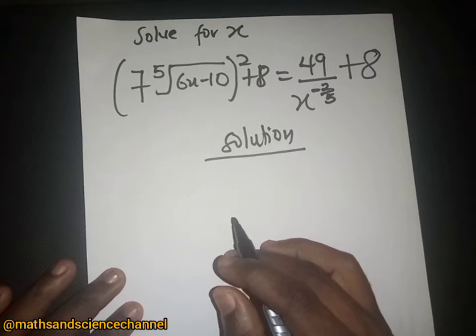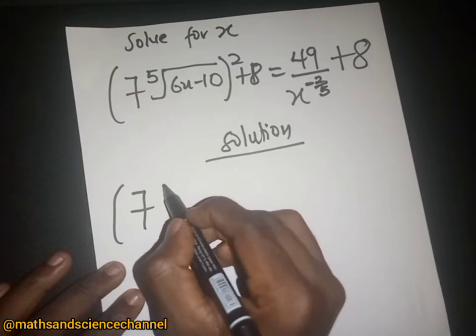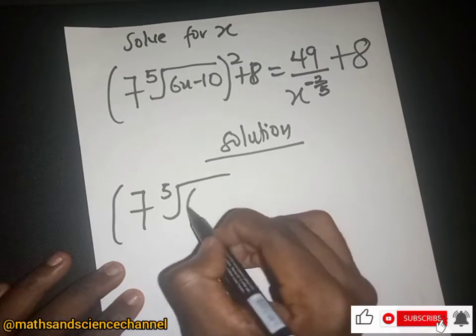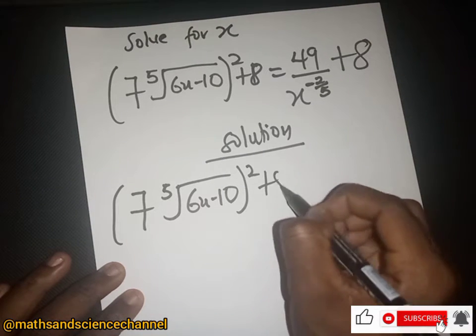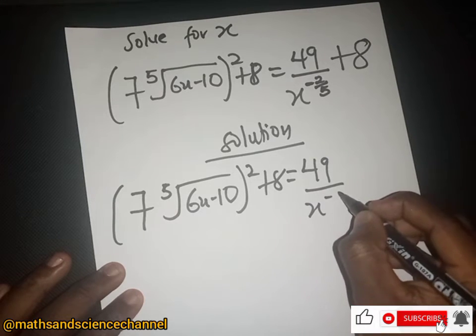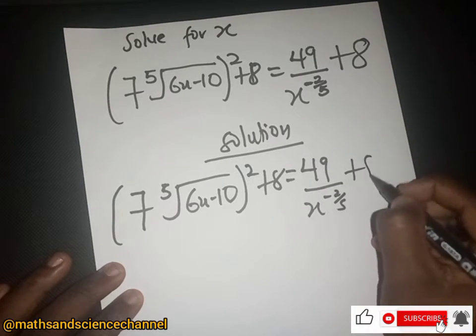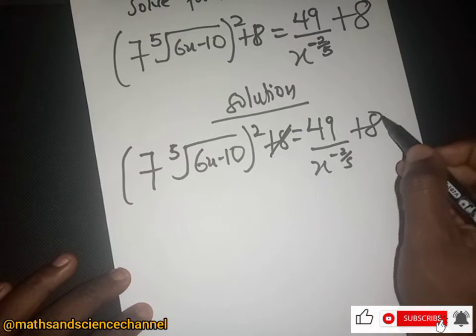So we have this 7 here multiplying the fifth root of 6x minus 10, and it is squared, plus 8 being equal to 49. Then we have x minus 2 over 5 here plus 8. So what we'll do next is to group like terms, right? This will get rid of that.